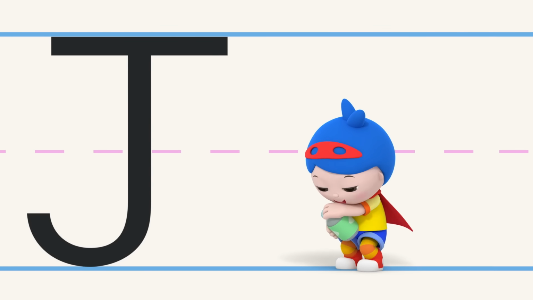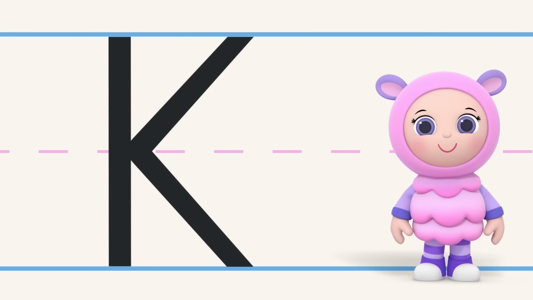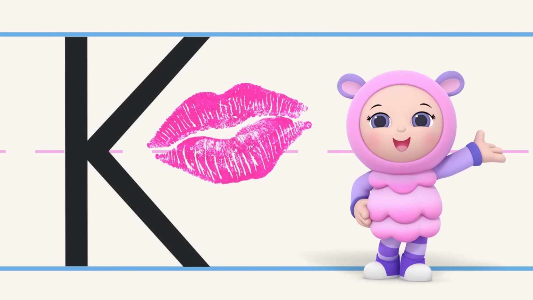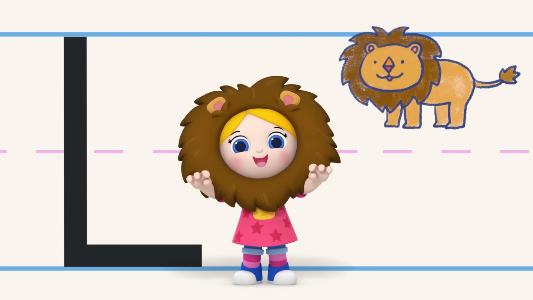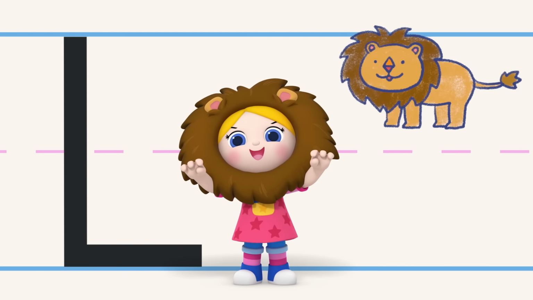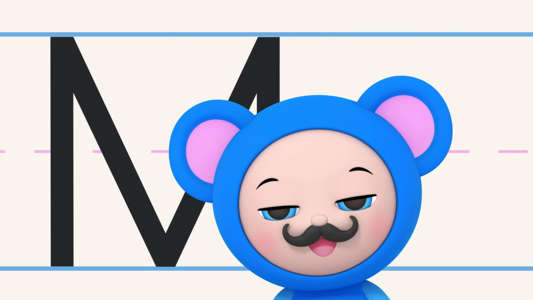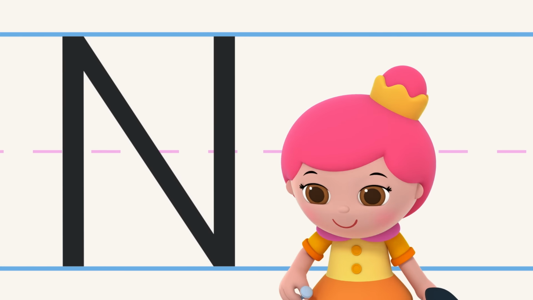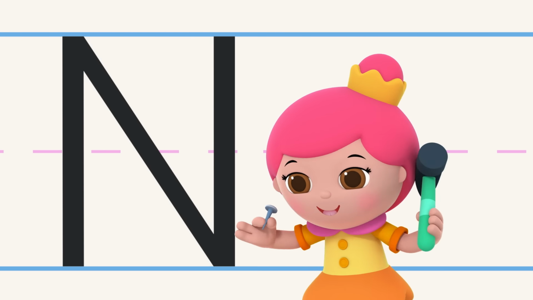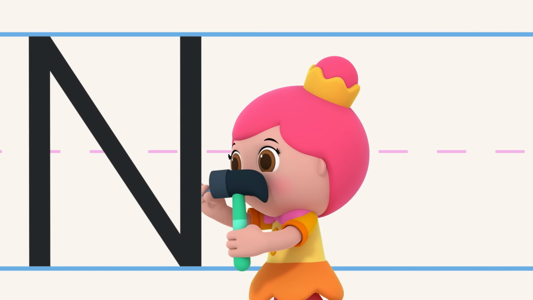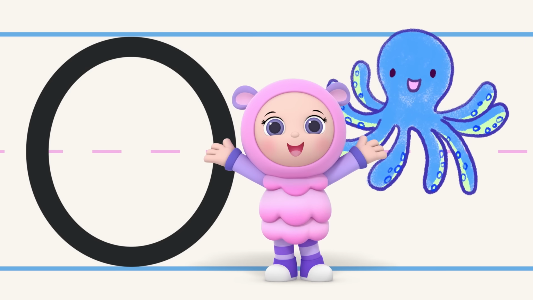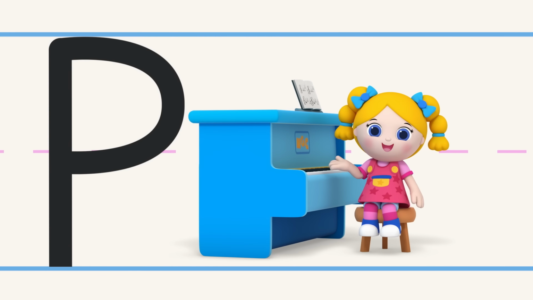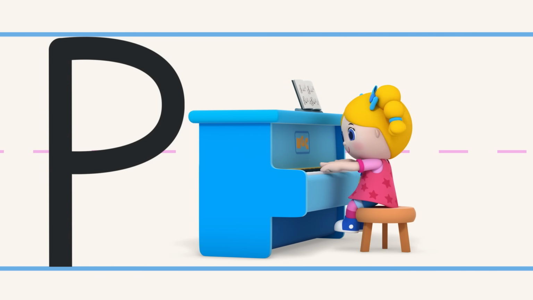A jar. K, kiss, blow a kiss. L, lion, roar like a lion. M, mustache, make a mustache. N, nail, hammer a nail. O, octopus, wiggle like an octopus. P, piano, play the piano.